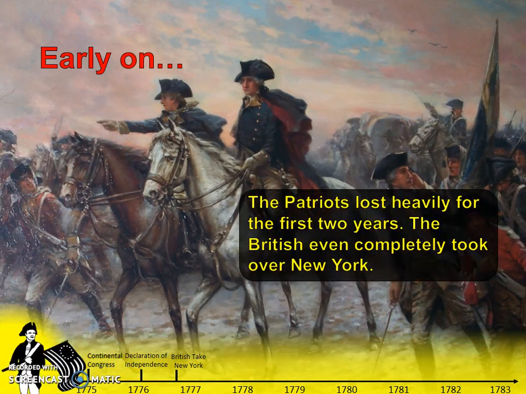The Patriots are going to lose heavily for about the first 2 years of the war, and the British are going to completely take New York and almost destroy the entire Continental Army just in that one battle. After these first 2 years, the Patriots are going to go into almost hiding mode, and they're going to try to develop a new strategy.